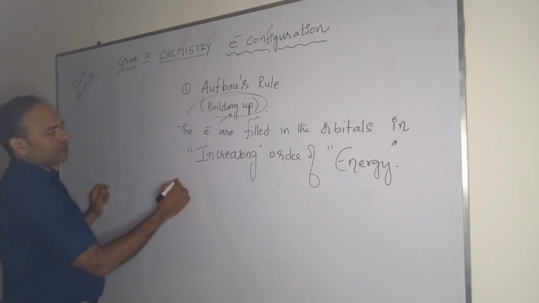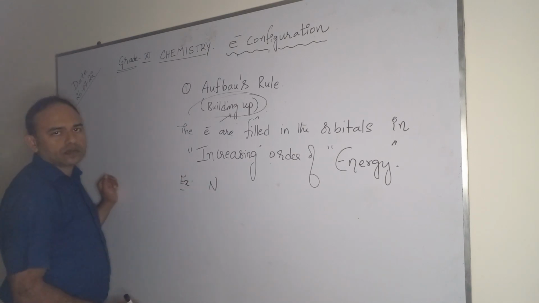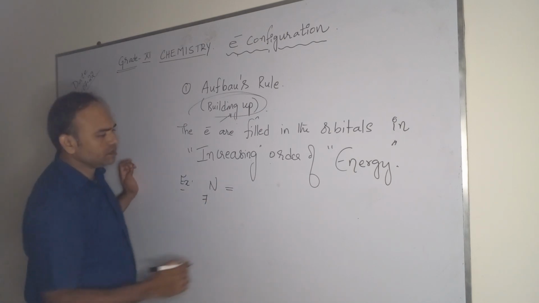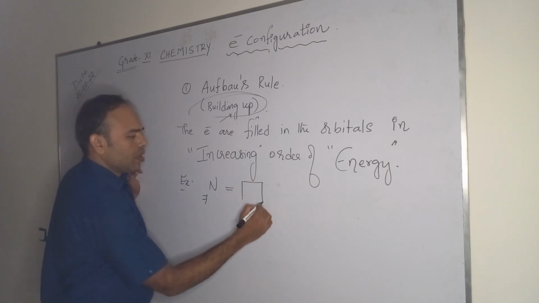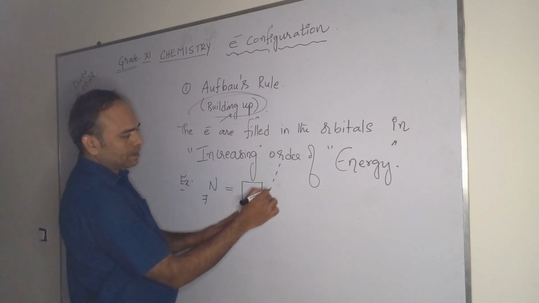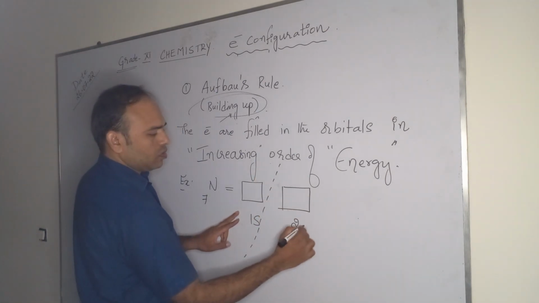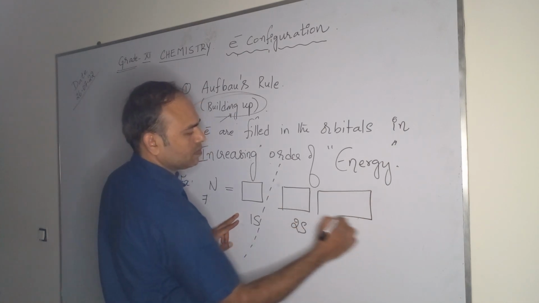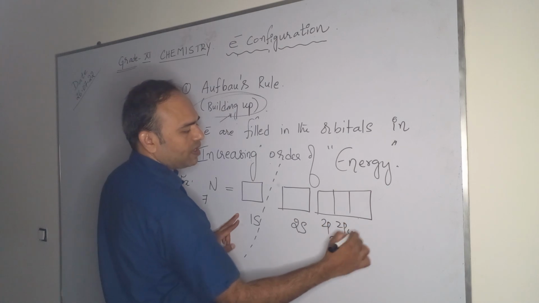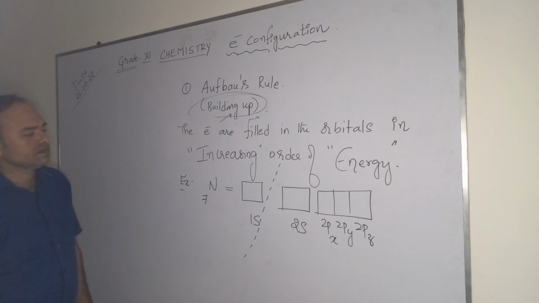Let us take an example. I'll take nitrogen, atomic number is 7. So that means 7 electrons are there. First write 1s because it has the least energy. Next, going to the second, 2s and 2p. So 2px, 2py, 2pz. How are you filling this?